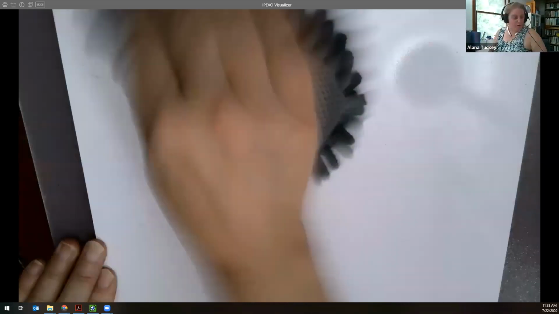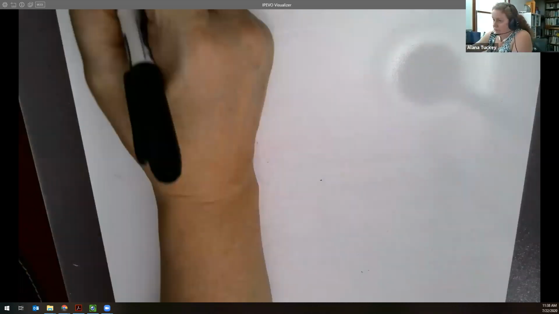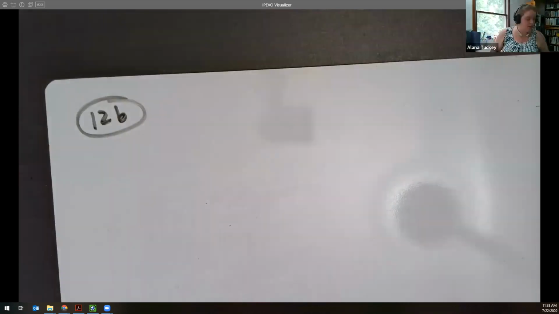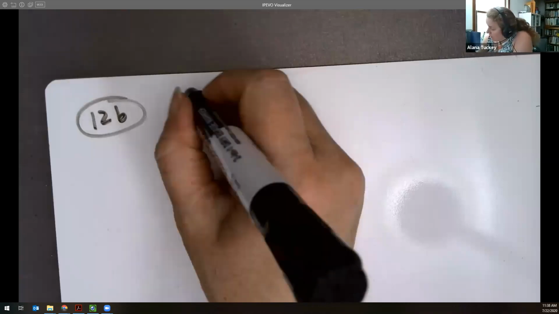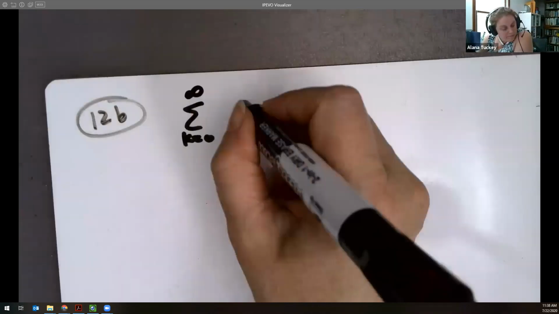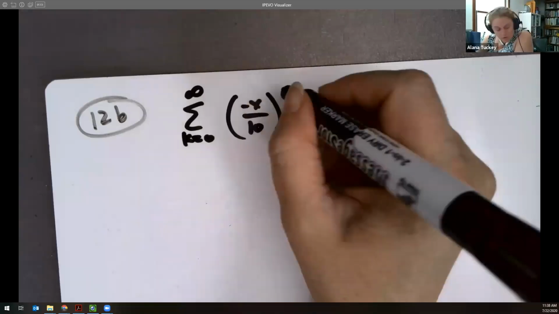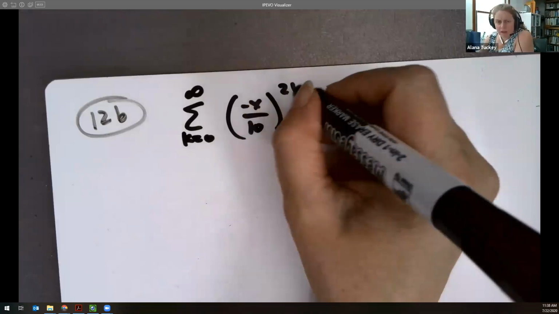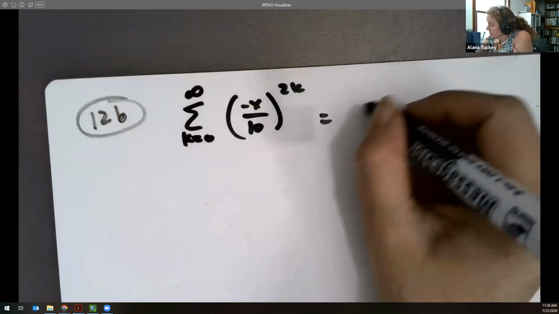All right, so 12B. Oh, I gotta throw this pen out. It's dying. I just pitched it. Okay, so let's see here. The series they give us is the sum from k equals 0 to infinity of negative x over 10 to the 2k. Well, why bother with the negative? That doesn't even make any sense. Because that's this series.